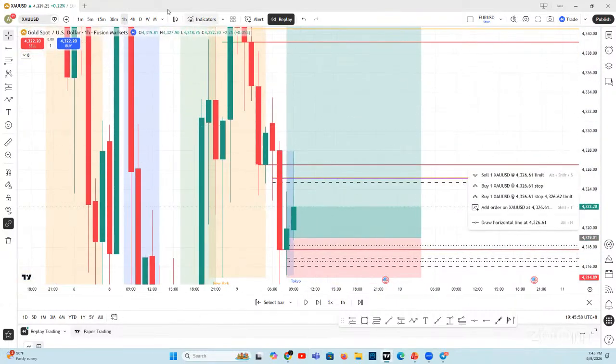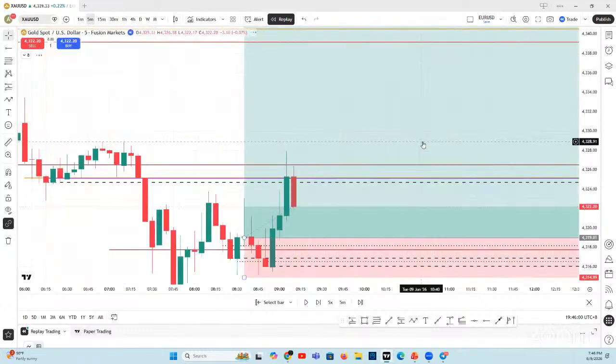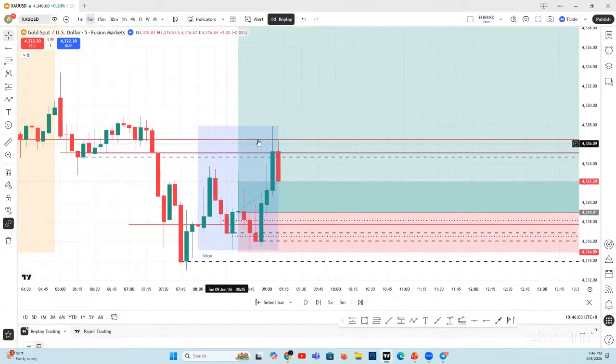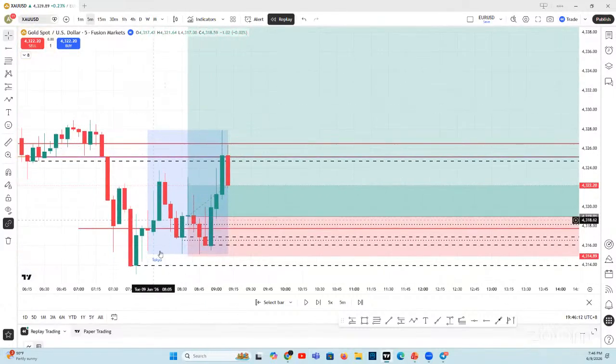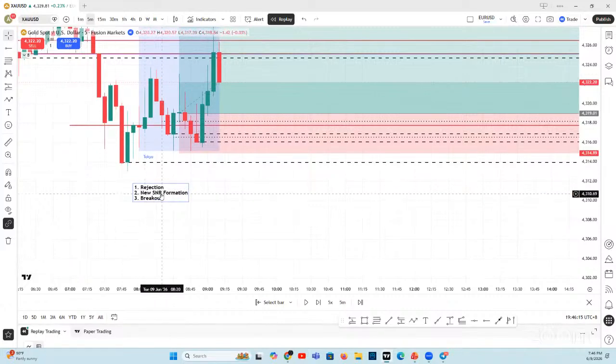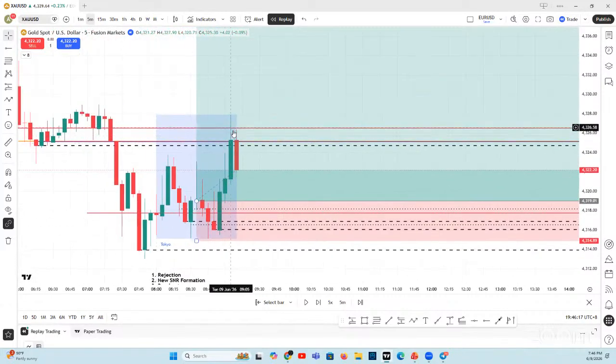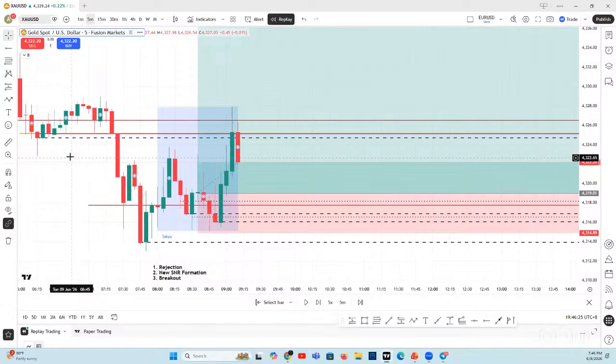So that is the next target. In the 5 minute, this is the target, this is the 4326. So I'm waiting. If price will break this, same thing: rejection, new SNR, breakout. So I am waiting if this is the rejection. It looks like it's rejecting, plus a bearish candle. So I said, maybe this is the end. Maybe I will not profit, but I'm still holding because stop loss is here. Okay, so I'm waiting.